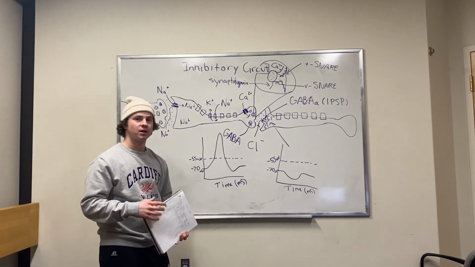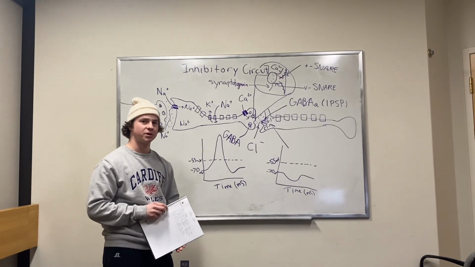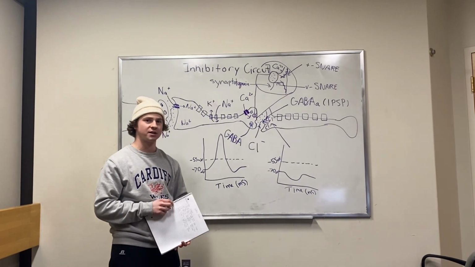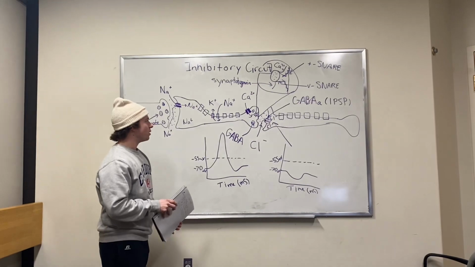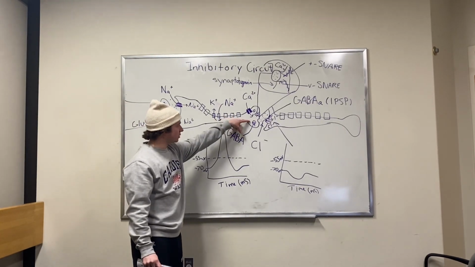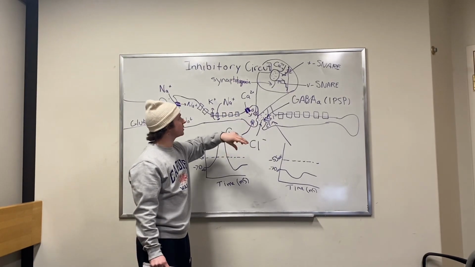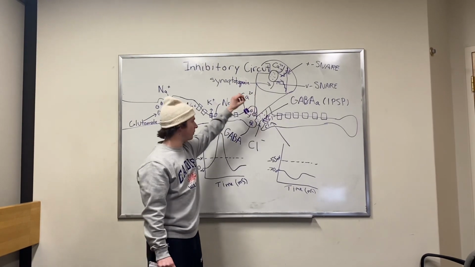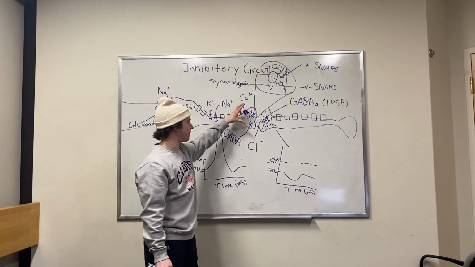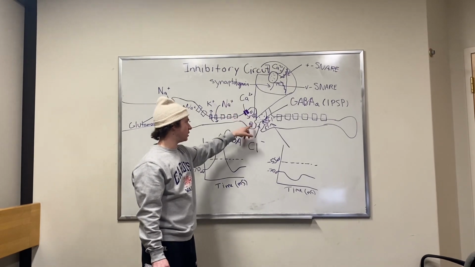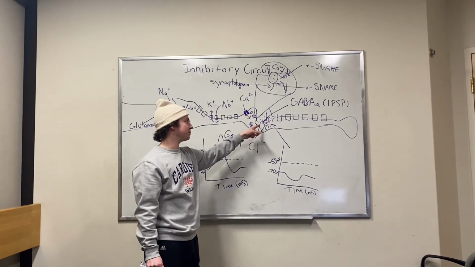which propagates down neuron 2, which in this case now is a GABA-producing neuron instead of a glutamate-producing neuron. So in the vesicles, we have GABA, which goes through the same process with the V snare and T snare, where the vesicle fuses to the membrane and deposits the GABA into the synapse.